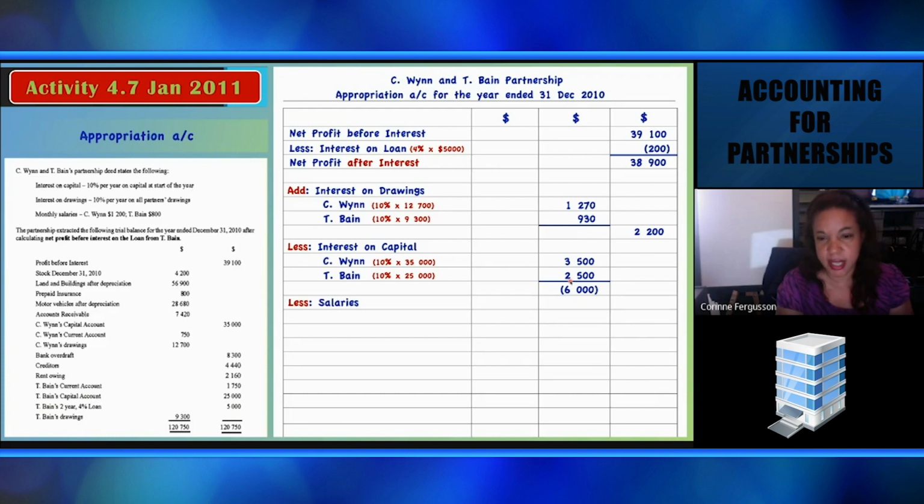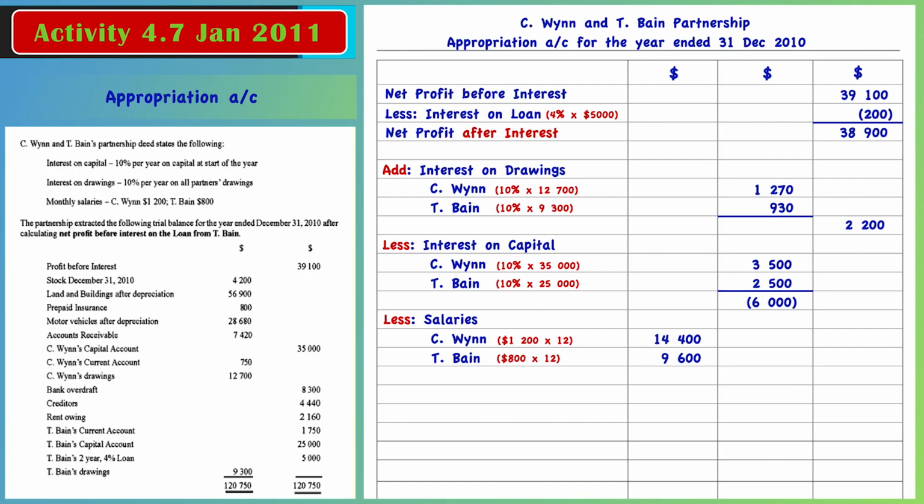So now you move on to salaries. Once again, the monthly salary, it's monthly. So that means for C-Win, it will be the 1,200 multiplied by the 12 months, and you get 14,400. And you do the same for T-Bain, 800 monthly multiplied by 12 months to get the year, 9,600. So you add that up and you have 24,000 as your total salaries.